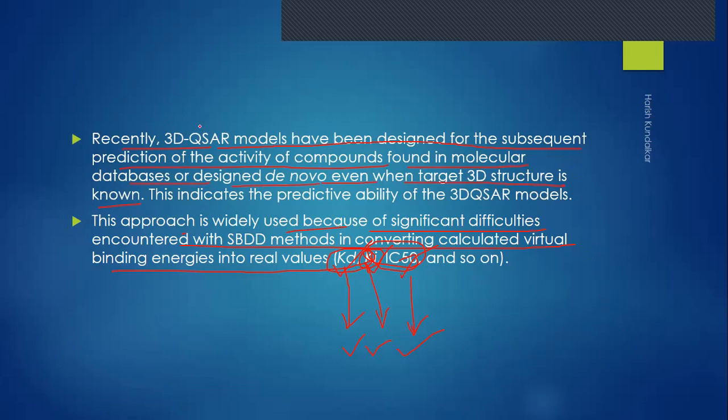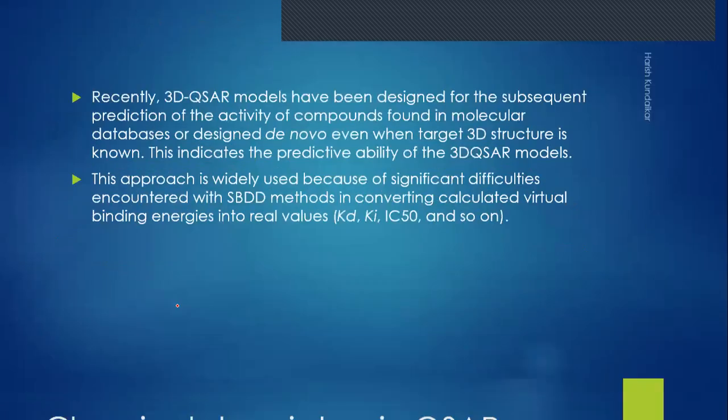Nowadays, even if the 3D structure of the receptor is known, we can go for SBDD, right? In SBDD, if we go for docking, it is not going to calculate all of these properties. So even if the 3D structure of the receptor is known, the predictive ability of the 3D QSAR models is so good that this method, 3D QSAR, is still followed even if the receptor structure is known. That is how 3D QSAR is very widely used nowadays.